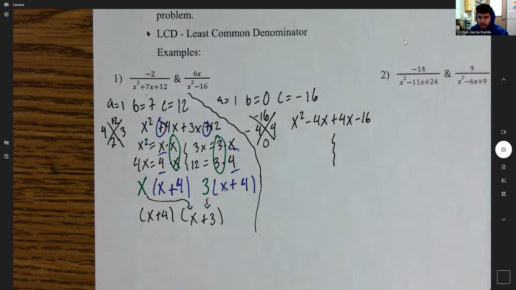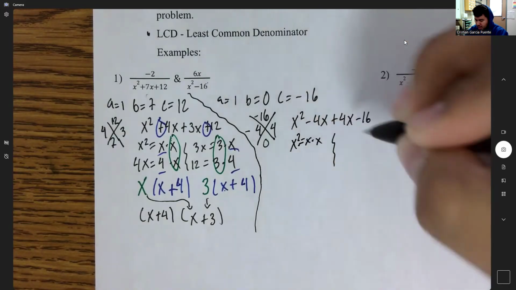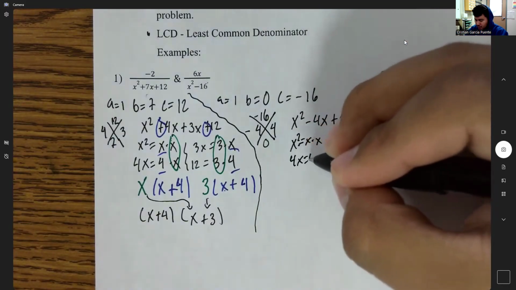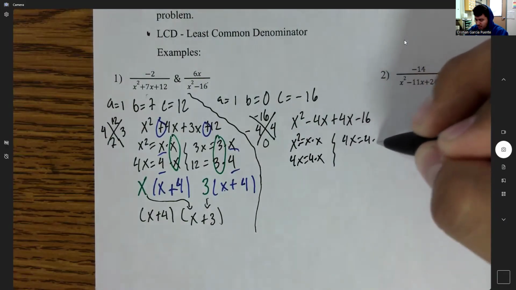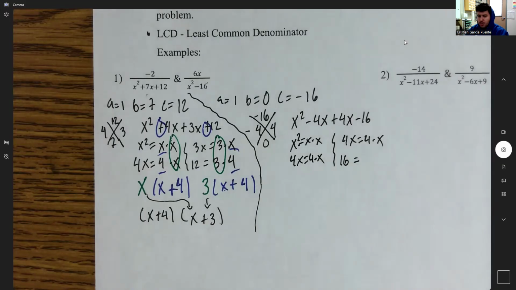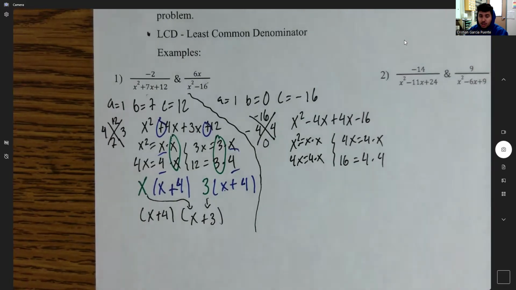So how many x's are in x squared? 2. So x squared is just equal to x times x. And then 4x is just 4 times your x. And then again, 4x is just 4 times your x. Now you have a 16. Can you rewrite 16 as 4 times something? Yes, 4 times 4. Now we're going to circle and see what they have in common.